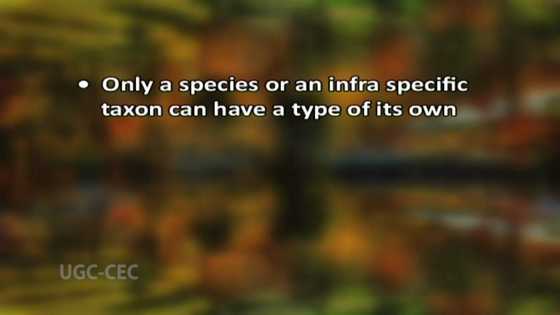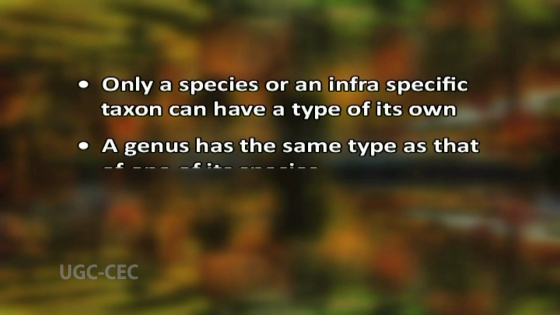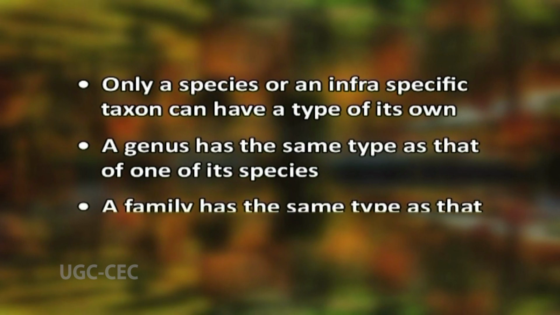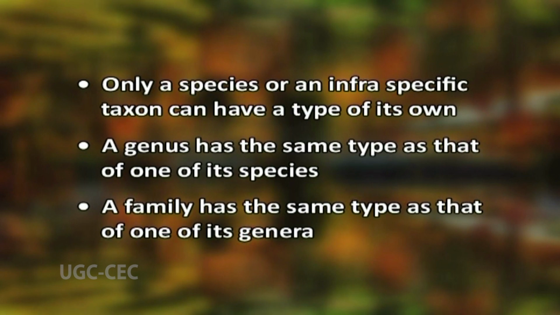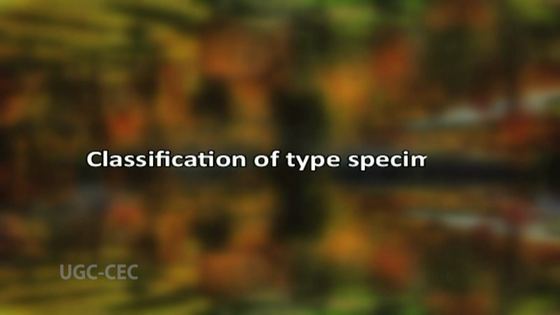The International Code of Botanical Nomenclature has devised certain guidelines for proper use of typification, which are: number one, only a species or an infraspecific taxon can have a type of its own; number two, a genus has the same type as that of one of its species; and number three, a family has the same type as that of one of its genera. Now we will discuss the classification of type specimens.